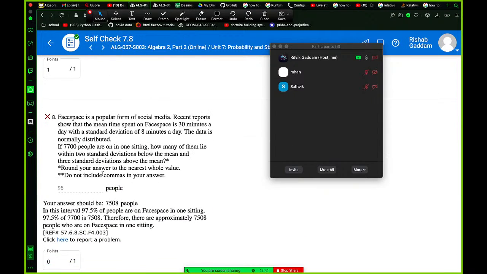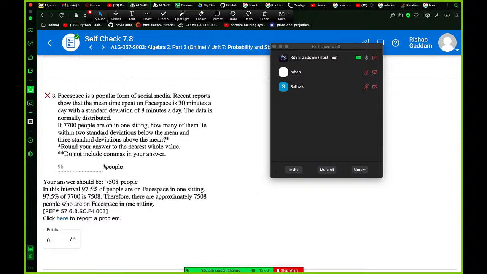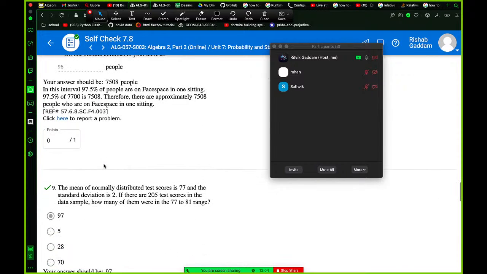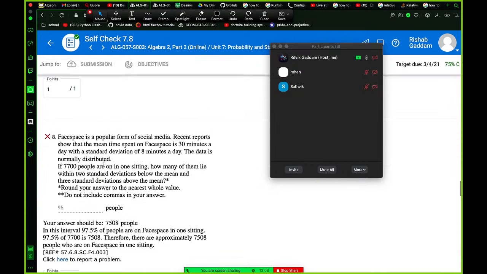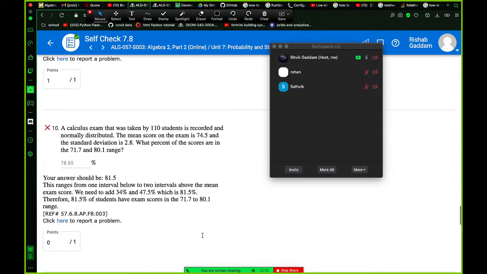Number 8. 97.5 people are in face space in one sitting. Therefore, there are approximately 7,508. So, yeah, that one's definitely wrong. Seems like we calculated the percent only. We didn't calculate the number of people. And that one's wrong. This one's wrong.